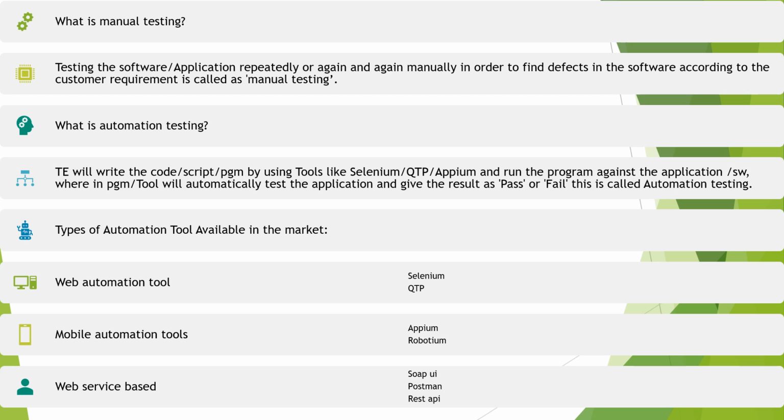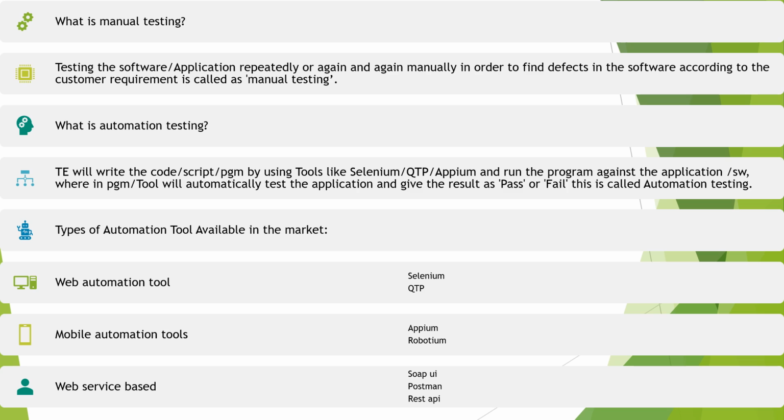When you want to do automation testing, the test engineer will write the code, script, or program, and use tools like Selenium and run the code. Based on the code you have written, Selenium will go and test the software and give you the result. That is what we call automation testing.